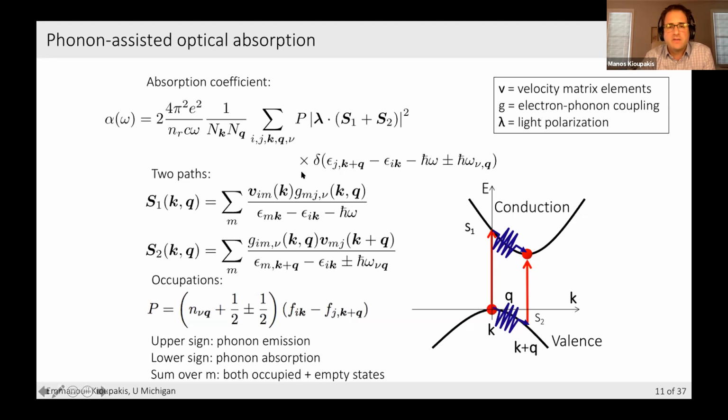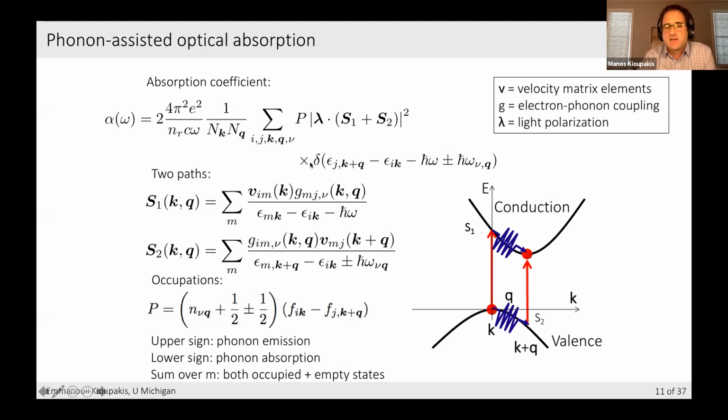Okay, and G that you see here is the electron-phonon coupling matrix elements that we've been seeing in the lectures of the school. Last but not least, we have the occupation numbers here. We need to ensure we have transitions between occupied and empty states. And we also have that the occupation numbers, whether you absorb or emit a phonon, take the right sign. So the upper sign for phonon emission and the lower sign for phonon absorption.